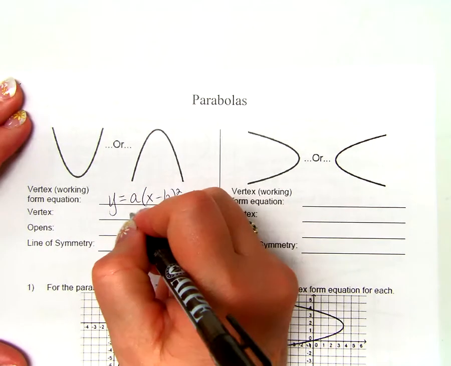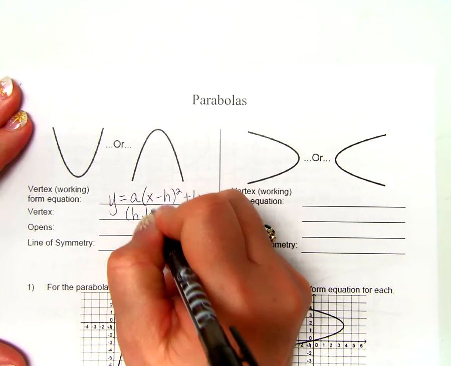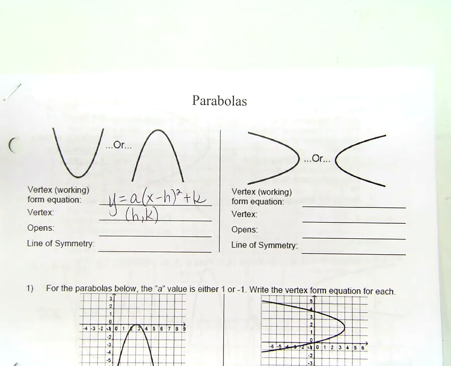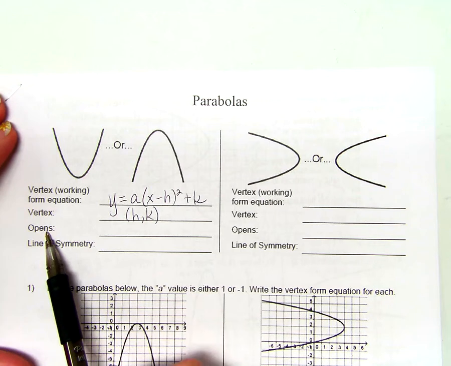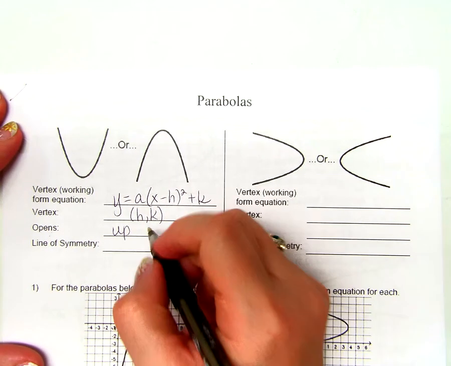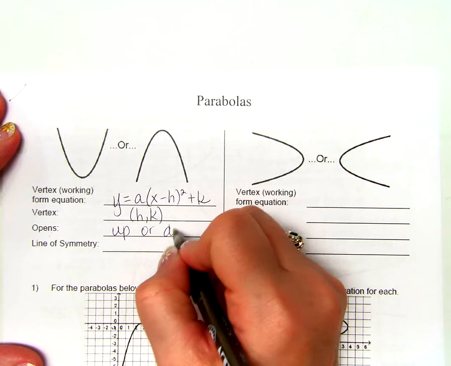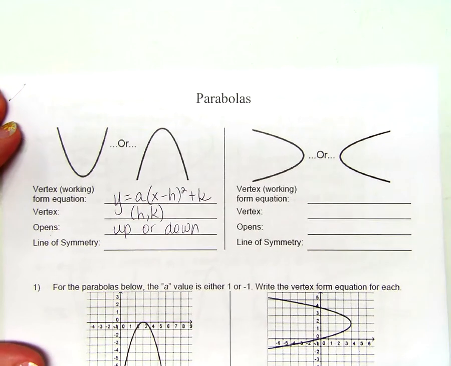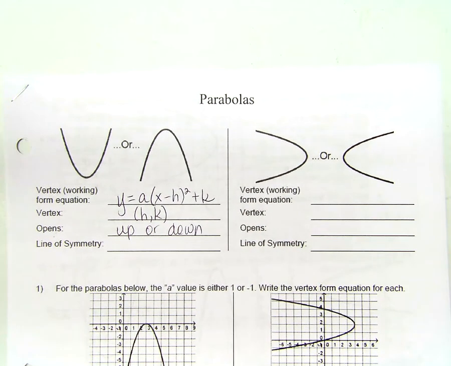Vertex is (h, k). Now, if I accidentally say center, why would I accidentally say center? Because all the other ones are the center, right? Center's (h, k). So if I accidentally say center when I'm talking about vertex, number one, you know what I'm talking about. Number two, get over it. Okay? Which way does it open? Up or down, right? Hyperbolas open up and down. Parabolas only open up or down.